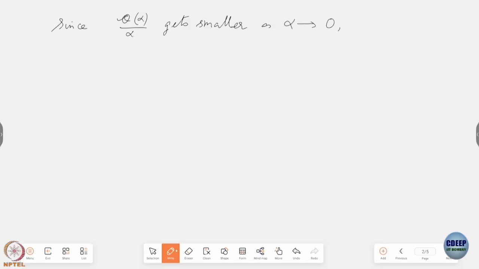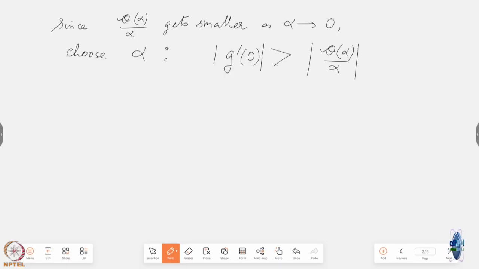Choose alpha such that the modulus of this fellow predominates the modulus of this fellow. You can always do that, isn't it? This fellow gets smaller and smaller, right?